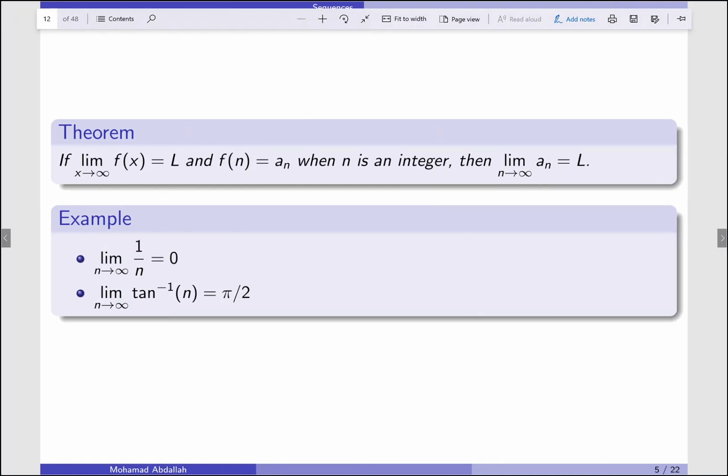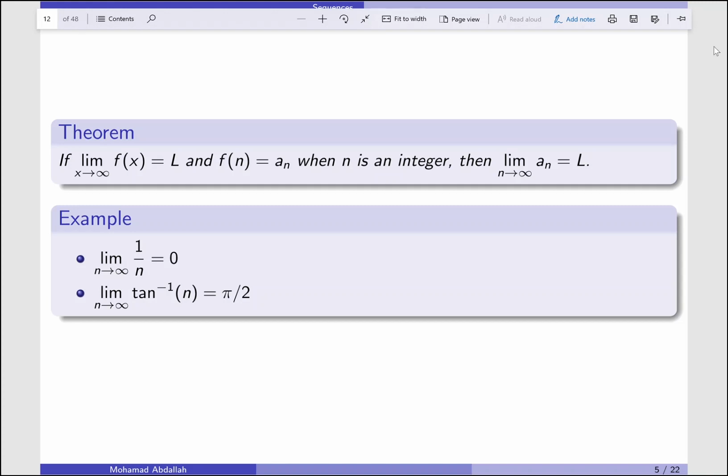This is a very important theorem here, and the purpose of this theorem is to give us a tool on how to compute the limits. Okay, now we know the limit of sequences. We know how to compute the limit of a function. But how do we compute the limit of a sequence? Well, it turns out that it's very similar. So if the limit of f(x) when x approaches infinity is equal to L, and if f(n) is equal to a_n, then the limit of the sequence will be the same as the limit of the function.